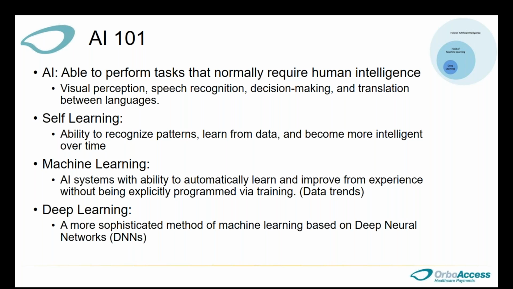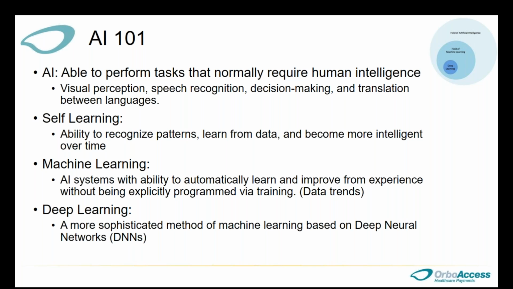So we're going to start to talk about AI as it relates to image processing, AI as it relates to payments. The second point I want to highlight is self-learning. You want to have a system that actually recognizes patterns, learns from the data, and becomes more intelligent over time. That's a fundamental aspect of AI as well. Machine learning, more commonly, is using data to learn from, and it's improving the experience without necessarily programming.